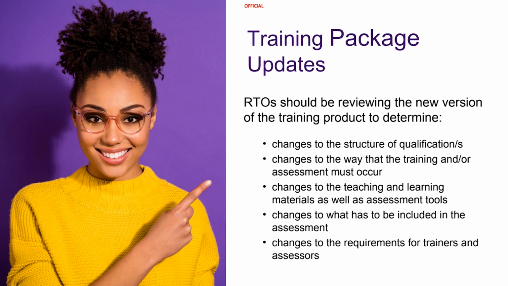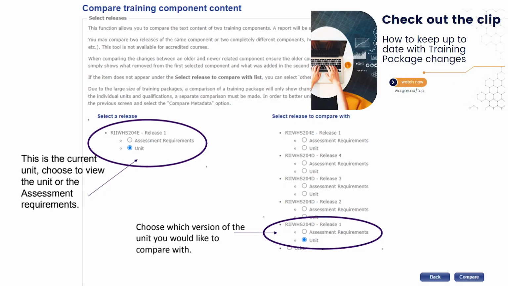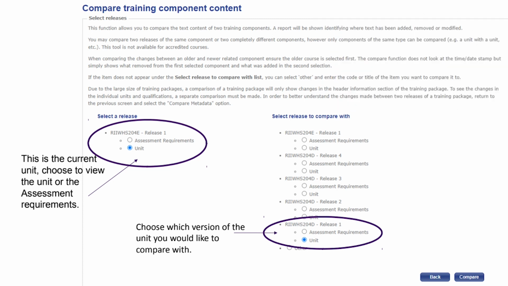So a little earlier I said that training.gov is one way that you can look for the detail of changes. They have a function that is called Compare Training Component Content. This is what it looks like on training.gov. So what you can do is you can choose to compare selected releases of units of competency. So in this case, the left-hand unit is the current unit, and the column that sits on the right-hand side of this screen are previous versions that you can then compare to.